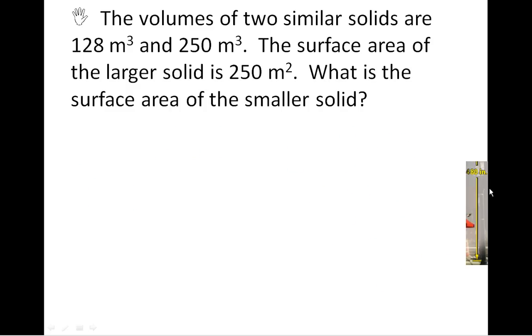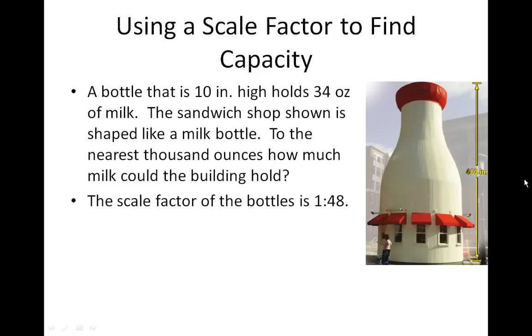For our last example, now we're going to use scale factor to find capacity. So in this example, a bottle that is 10 inches high holds 34 ounces of milk. The sandwich shop shown is shaped like a milk bottle. To the nearest 1,000 ounces, how much milk could this building hold? Now, we know a bottle that's 10 inches high, and this one is 480 inches high, so we have a scale factor of 10 to 480, which reduces to 1 to 48. So that's our scale factor.